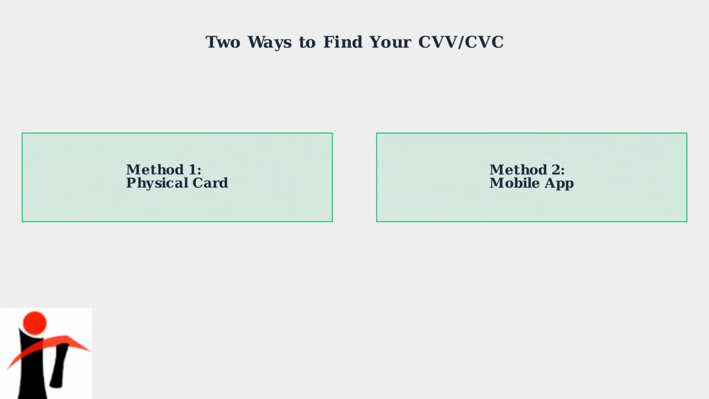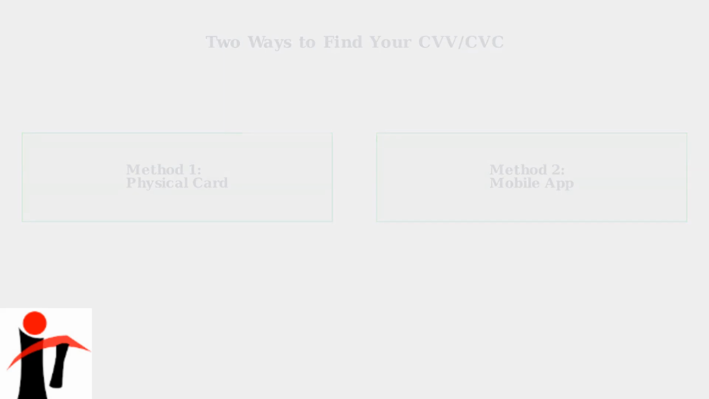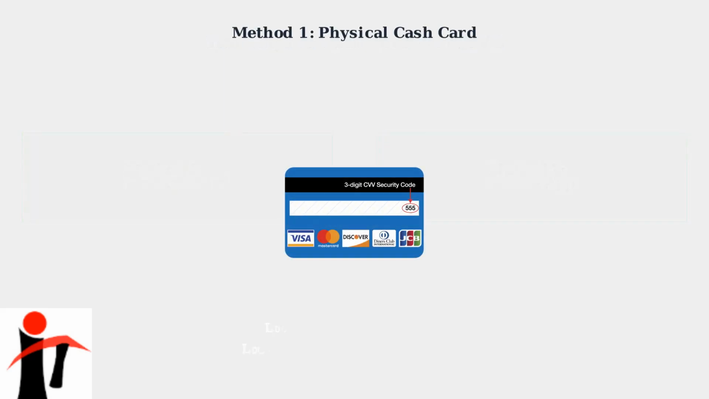There are two primary ways to locate your Cash App card's CVV or CVC number. Let's explore both methods to help you access this important security code. Method 1 is to check the back of your physical cash card. The CVV is a three-digit number printed in the signature strip area, typically positioned to the right side of the strip. Method 2 uses the Cash App mobile application.